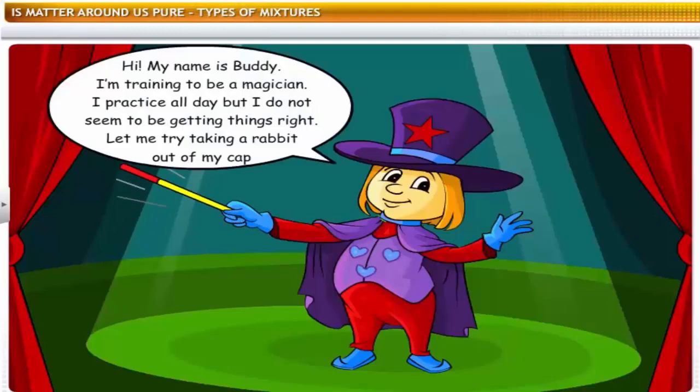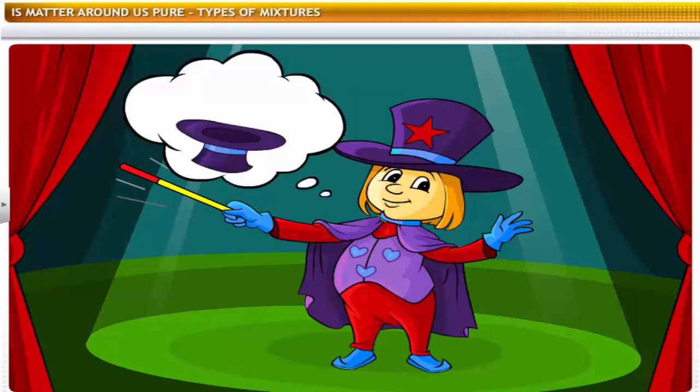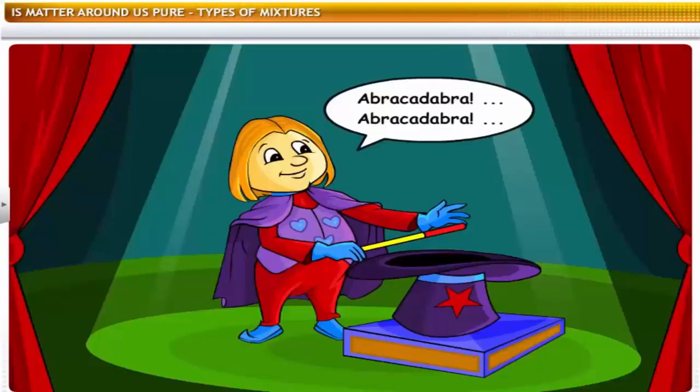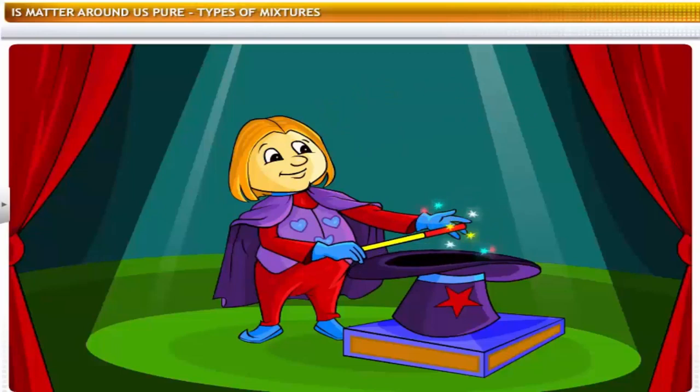Hi, my name is Buddy. I'm training to be a magician. I practice all day, but I do not seem to be getting things right. Let me try taking a rabbit out of my cap. Abracadabra.